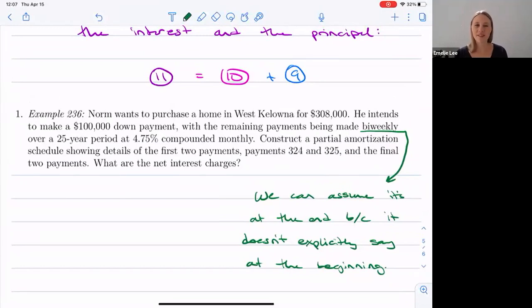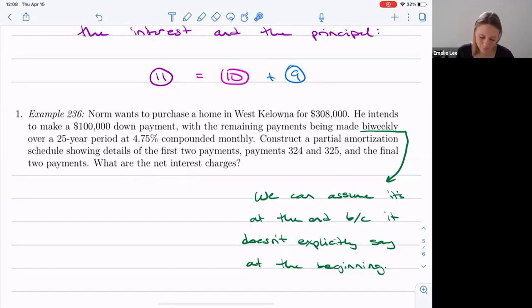Okay, so far, this sounds like a problem that we've been solving, right? There's nothing new about this problem. If you were just to put your annuities hat on, it looks like, okay, well, I'm not told what the payments are, so I'll probably have to find it. Okay, fine, whatever. So construct a partial amortization schedule showing details of the first two payments, payments 324 and 325, and the final two payments. And then finally it follows up with what are the net interest charges?